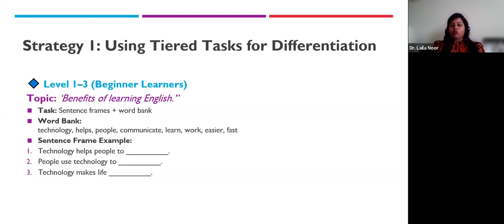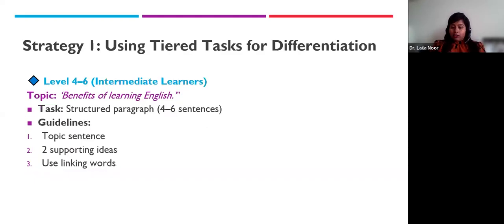So beginner learners will be able to express themselves by using those word banks and sentence frames. The teacher is providing some support so that it can help learners to express their ideas. That is the benefits of learning English.